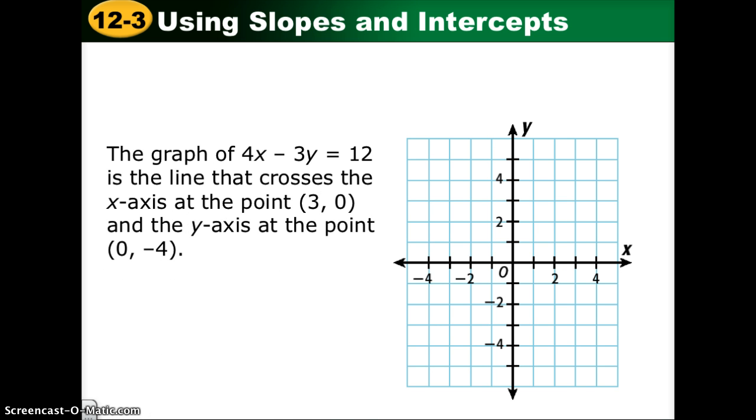As ordered pairs, the x-intercept would be (3, 0), because remember we let y equal 0 to begin with. And the y-intercept would be (0, -4). So we graph those 2 points, one on the x-axis, one on the y-axis, and we can connect our dots for our line.